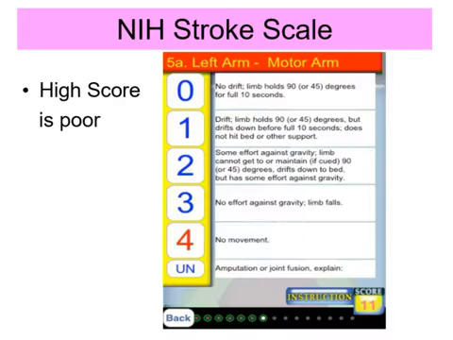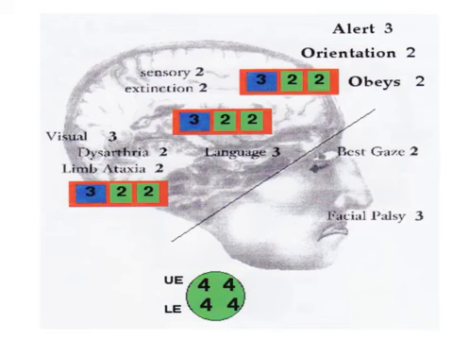So with the stroke scale, a high score is a poor score. That means they are having a more severe stroke the higher the number is on that scale. This is just showing different areas of the brain and where it's affected.